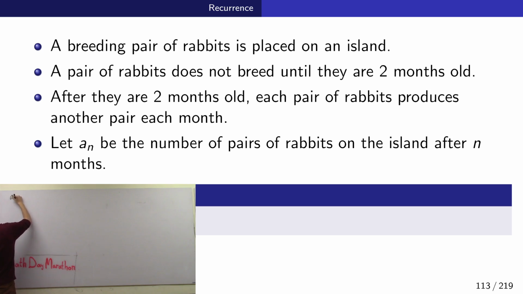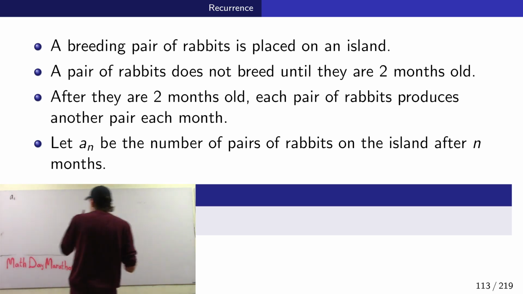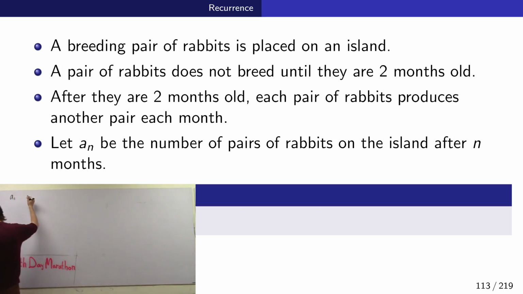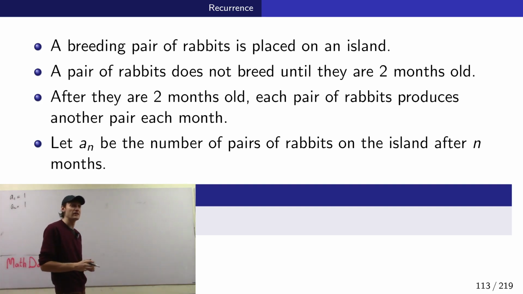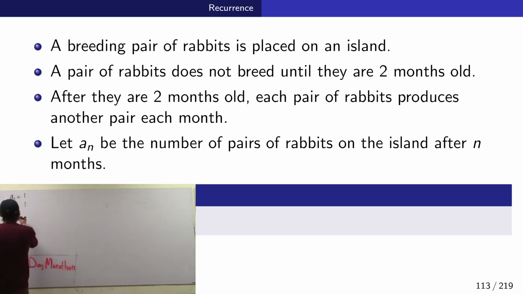Maybe we'll say it like this. After 1 month, they're not 2 months old yet, so they haven't bred. They got there when they were 0 months old. There's just one pair of rabbits. At the end of the second month, they're still not 2 months old, so there's still one pair. And then at the end of the third month, the rabbits have produced a new pair, 1 plus 1, which is 2.